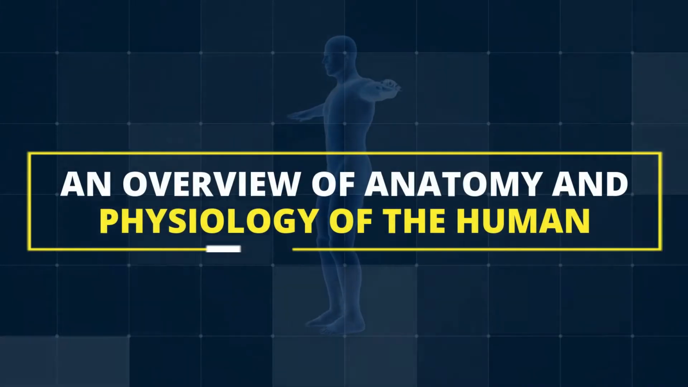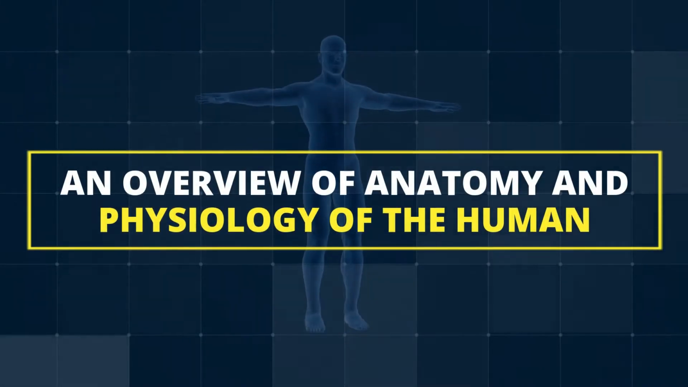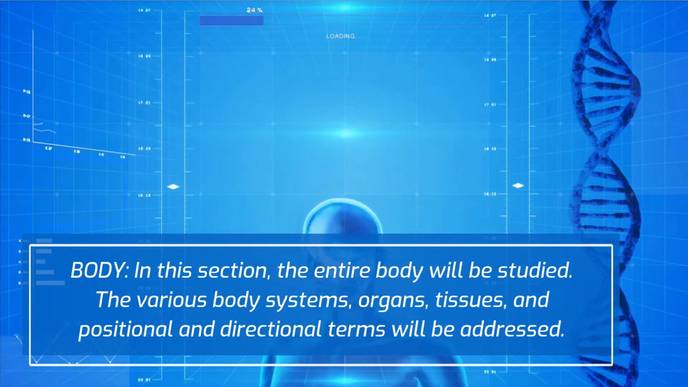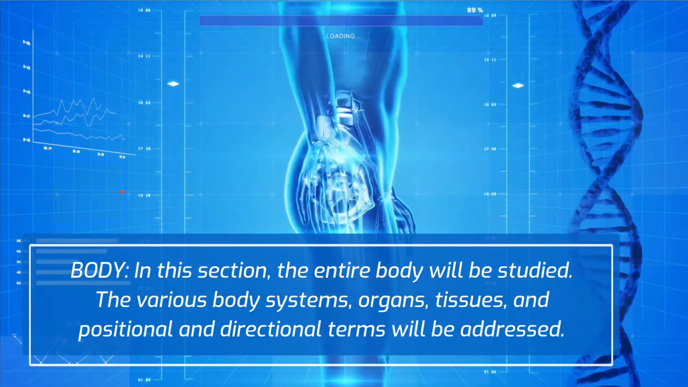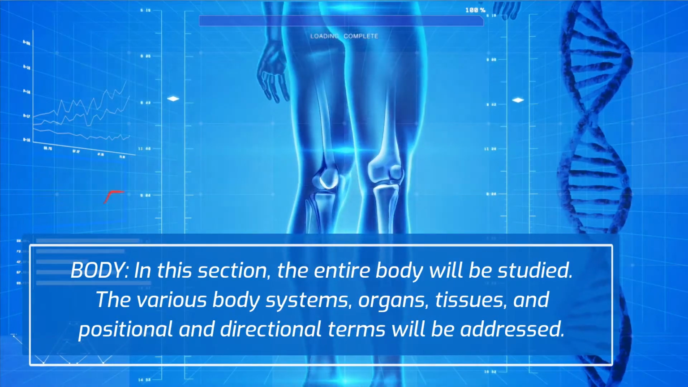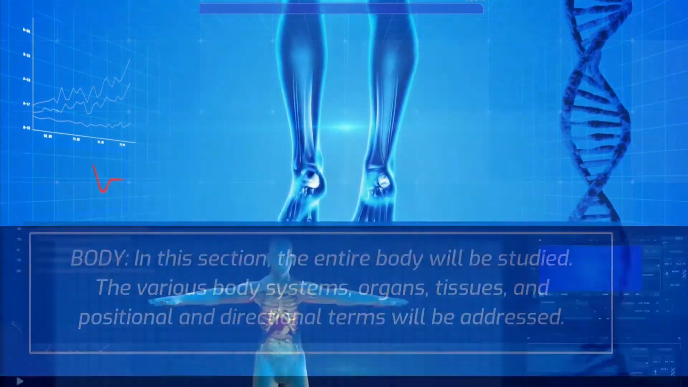An overview of anatomy and physiology of the human body. In this section, the entire body will be studied. The various body systems, organs, tissues, and positional and directional terms will be addressed.